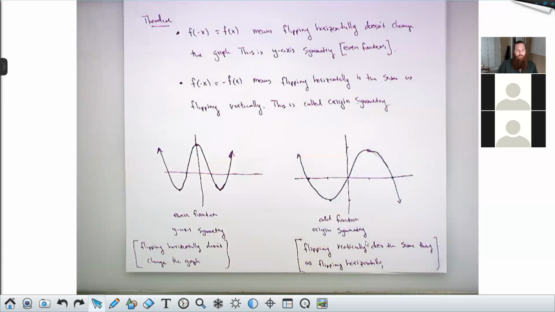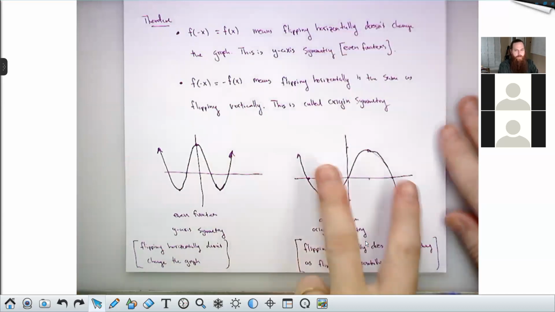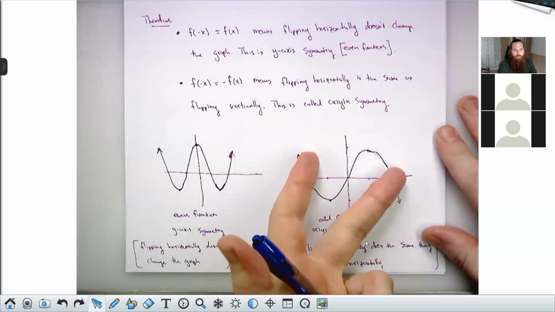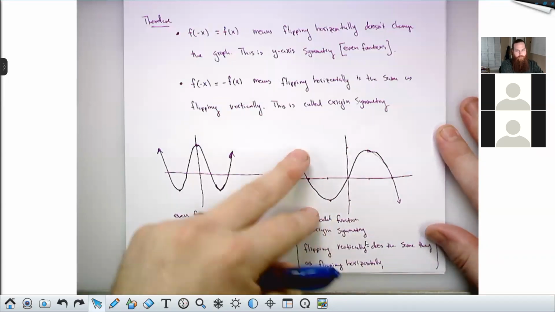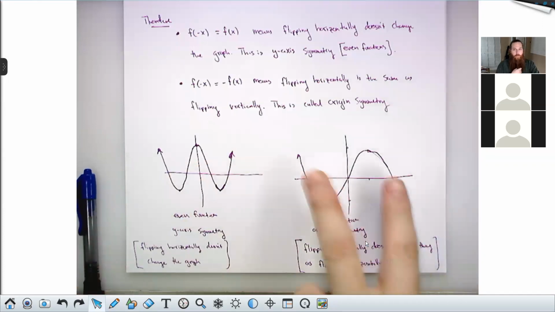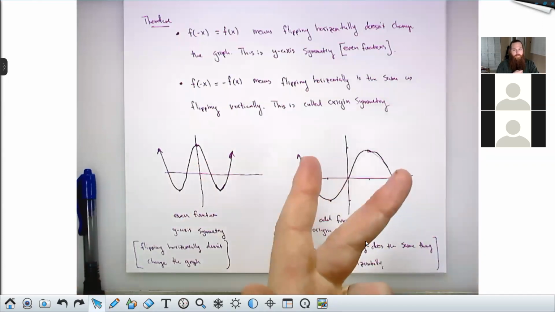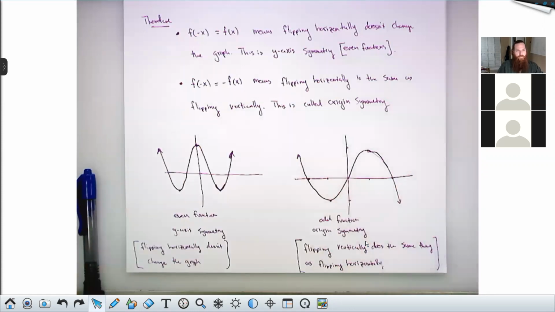Think about it carefully. If I could pick this up and spin it around like that, the whole picture turns over, which is the same thing as what I'd get if I flip it over like this. So a horizontal reflection is a reflection about the y-axis, and a vertical reflection is a reflection about the x-axis.